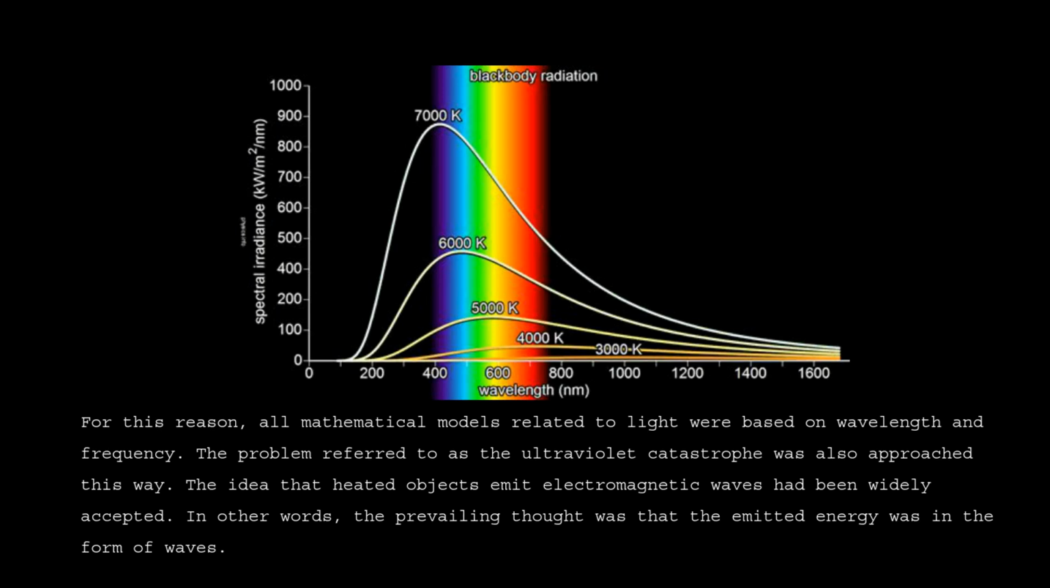The problem referred to as the ultraviolet catastrophe was also approached this way. The idea that heated objects emit electromagnetic waves had been widely accepted. In other words, the prevailing thought was that the emitted energy was in the form of waves.